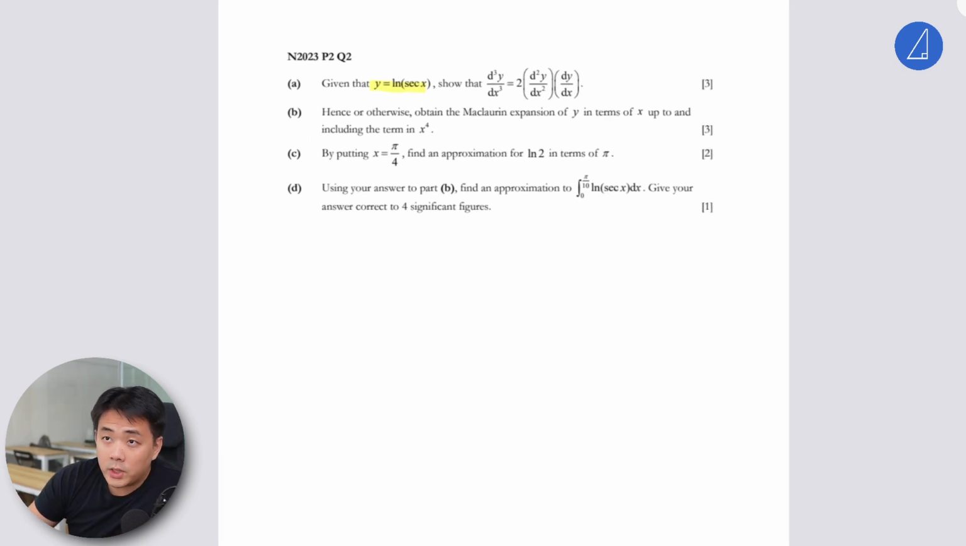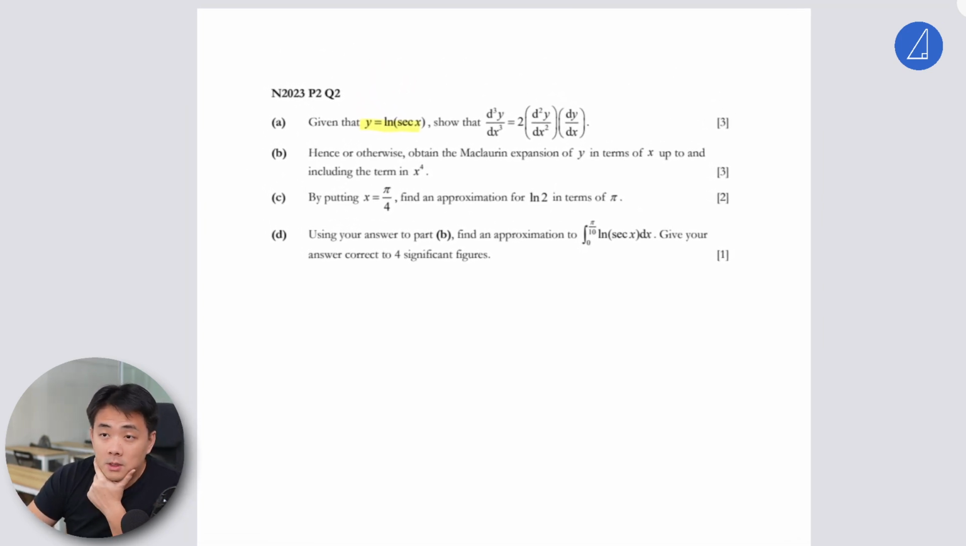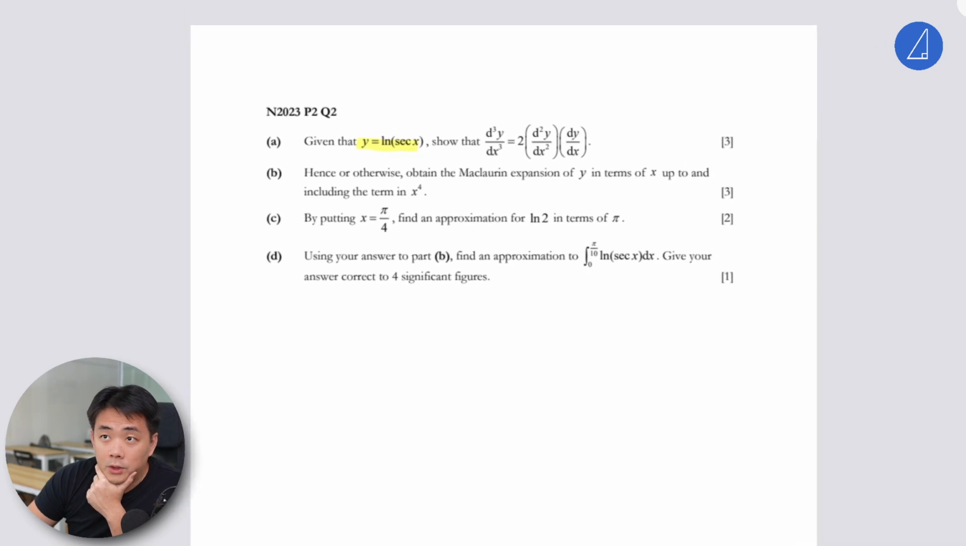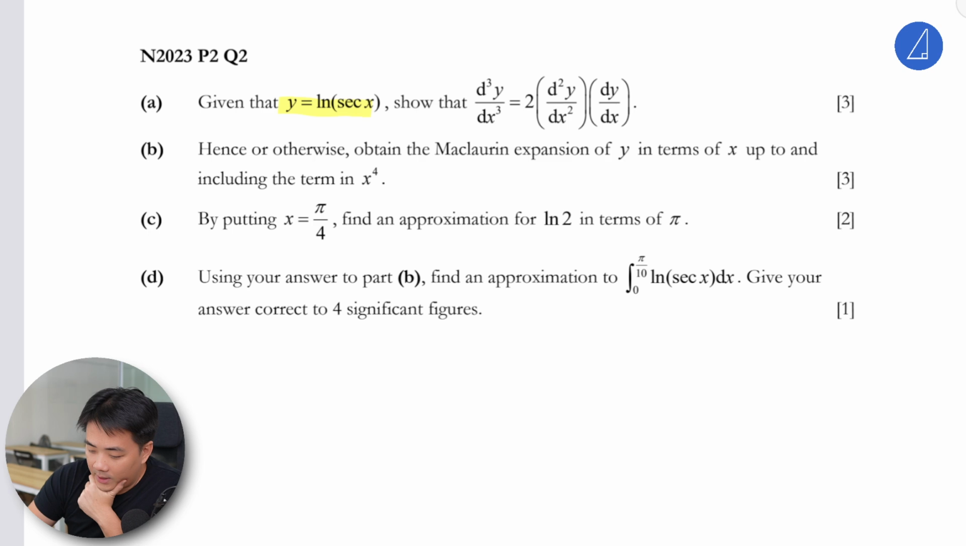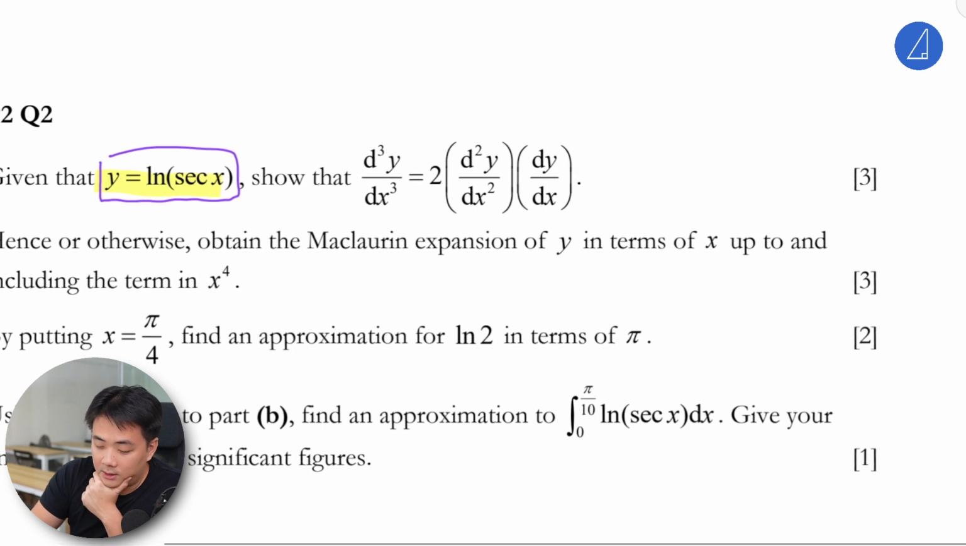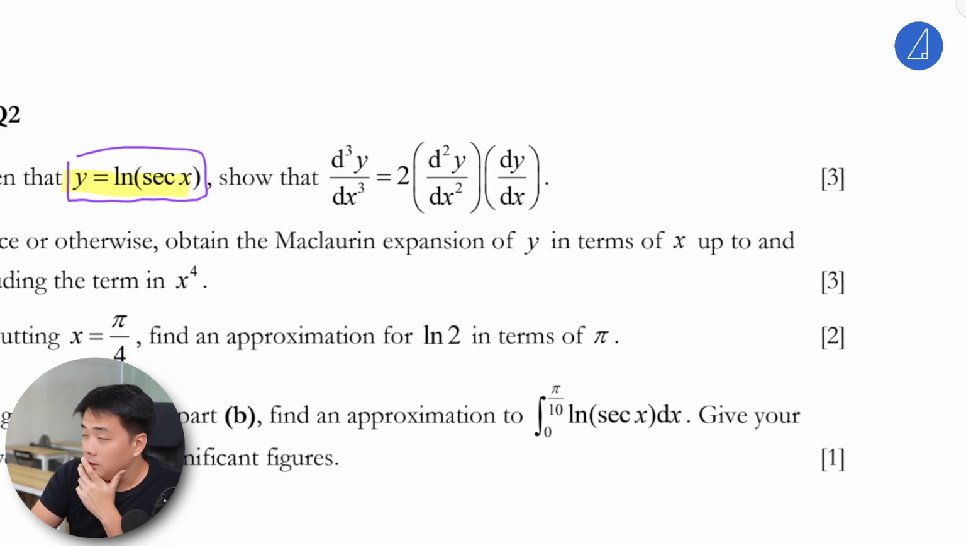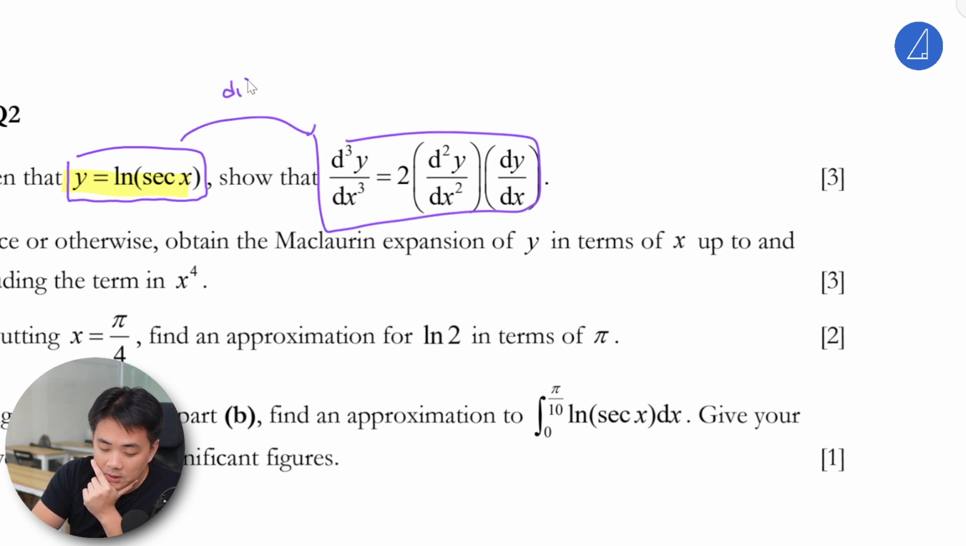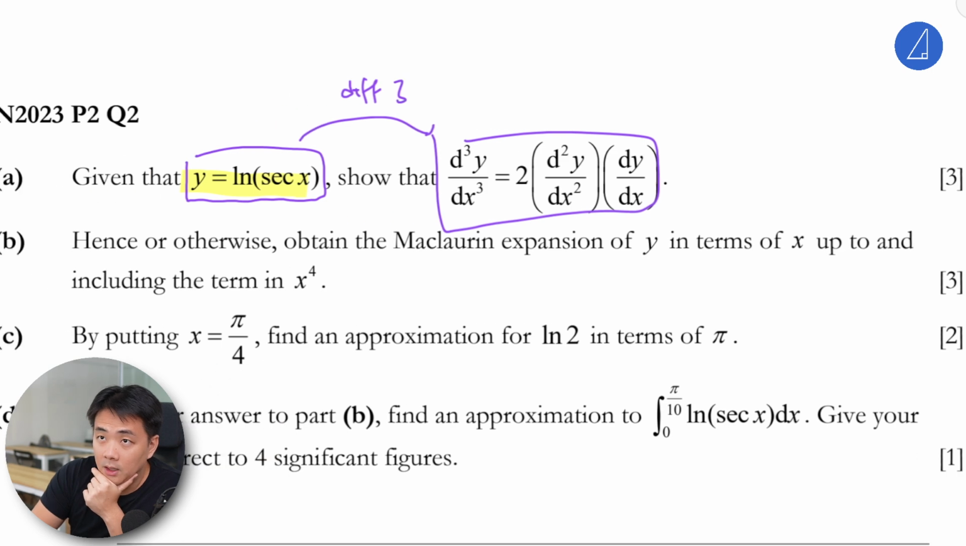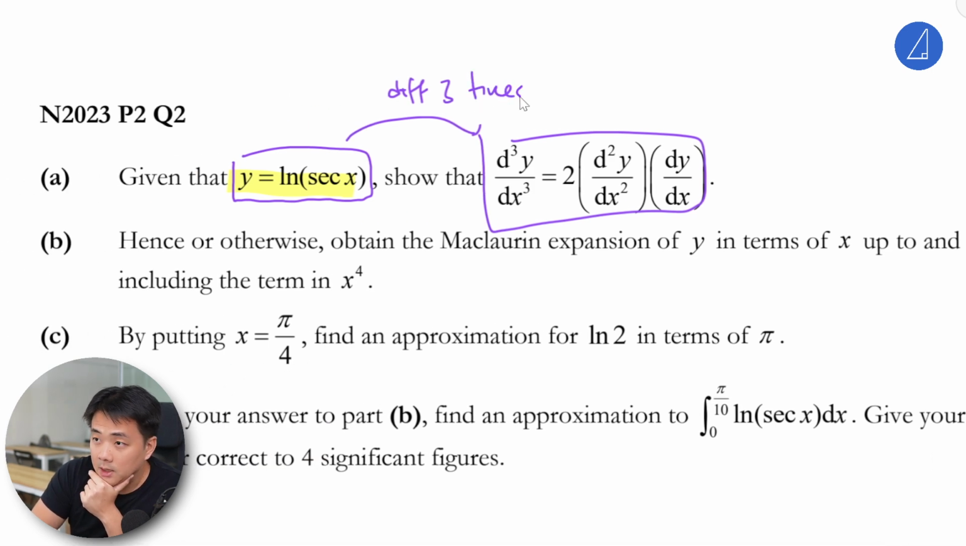Hi students, let's look at this question here, which was taken from the H2 Math paper, 2023 paper 2 question 2. Okay, so I think the first part should be quite okay. It's quite a standard question. You are told to show that y equals ln secant x satisfies this third order derivative equation here. Essentially it just means that we need to differentiate this 3 times. That's the main point there.